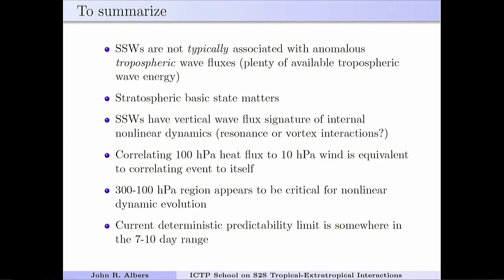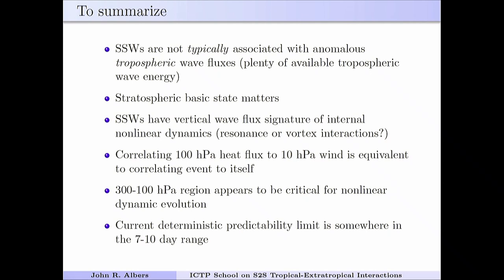So just to summarize, sudden warmings are not typically associated with anomalous tropospheric fluxes. The stratospheric basic state strongly matters. Sudden warmings have vertical wave flux signatures of some sort of resonant or vortex interaction dynamic. The 300 to 100 hectopascal region seems to be a crucial layer for determining whether one of these events happens or not, not so much what's going on in the troposphere. And the deterministic predictability limit is somewhere in the 7 to 10 day range.